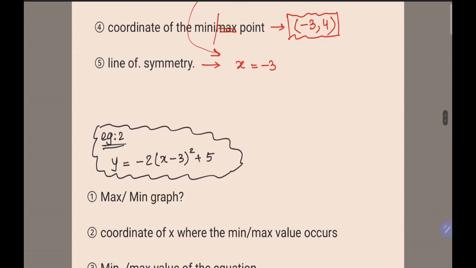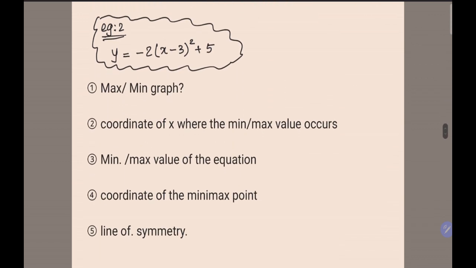Now example 2, y equals -2(x minus 3) whole squared plus 5. Since our a value is negative, it is a maximum graph, so we are crossing out the minimum graph option.